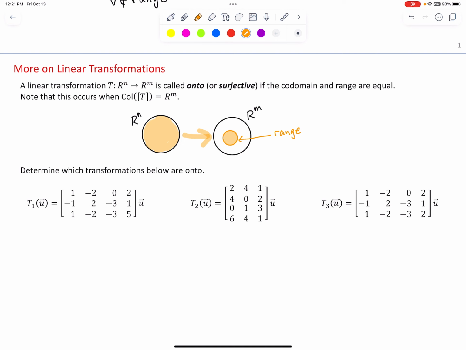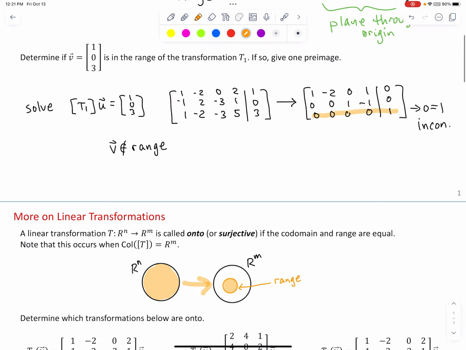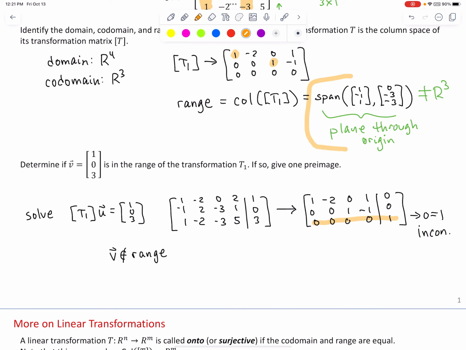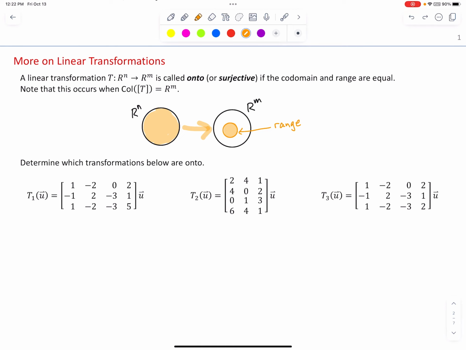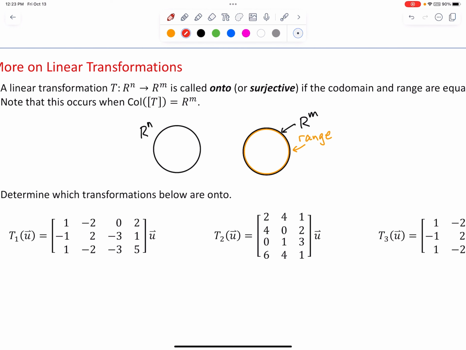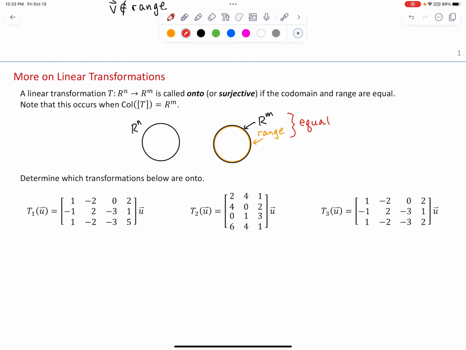Well, that was the case of the previous example. Looking right here, the range was a plane through the origin. It was not all of R3. But now we are saying that a transformation is called onto if the range is actually all of Rm. In this case, where the codomain and range are equal, we say that the transformation is onto, because all the vectors in Rn will map onto the entire codomain.